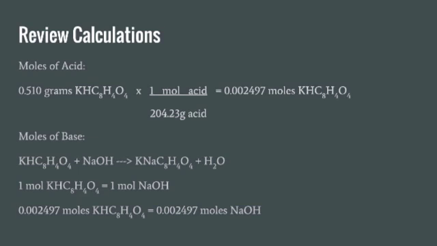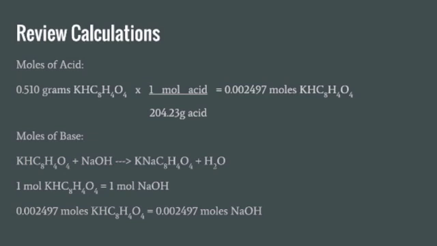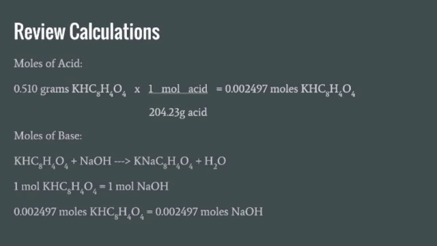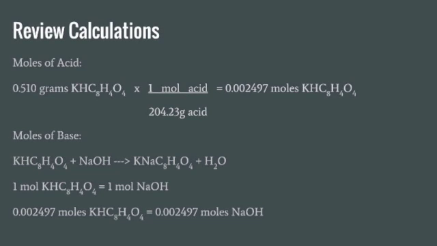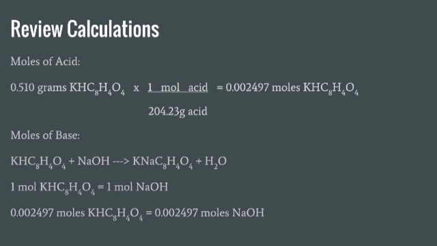To determine the moles of acid, you have 0.51 grams for my lab data. That's what we determined, but yours will be different depending on how much mass you measured out in the beginning in step 1. So we have 0.51 grams of the acid, and we put that over the molar mass of the acid, which is 204.23 grams. That's the molar mass, so that's in 1 mole of acid. Therefore, we found that there are 0.00249 moles of the acid in 0.51 grams. So that's how much acid we had.